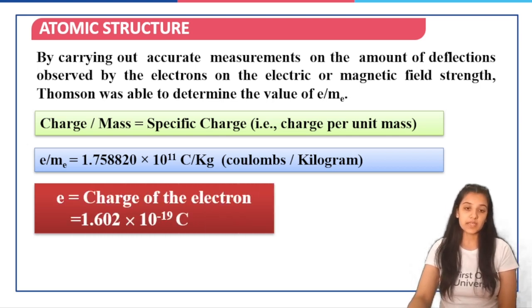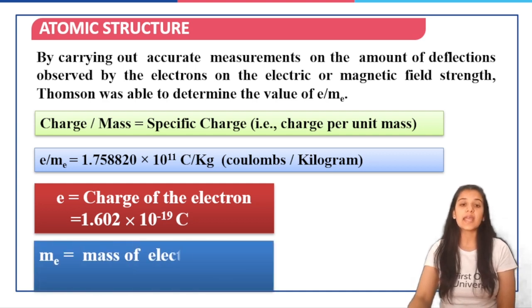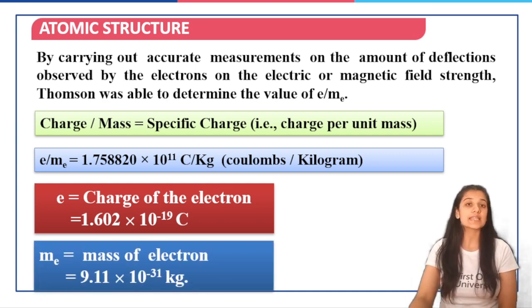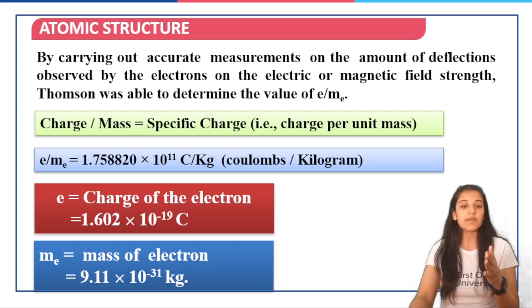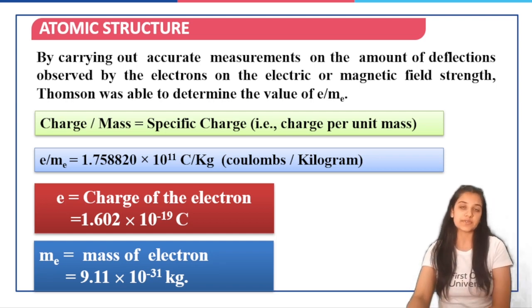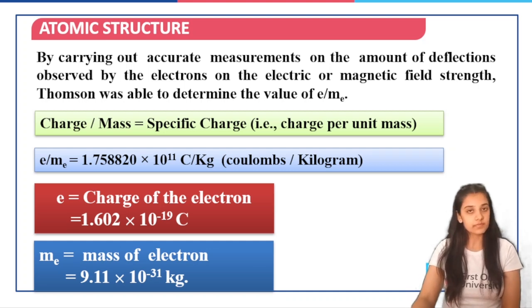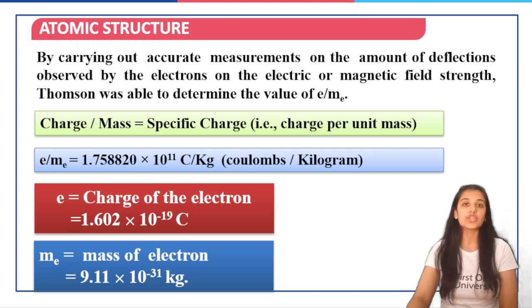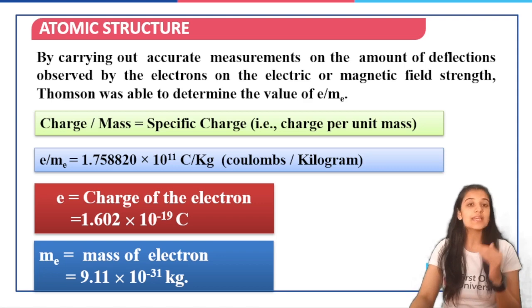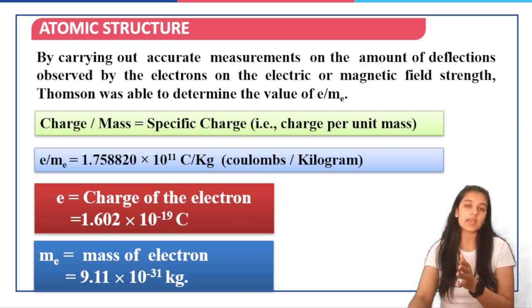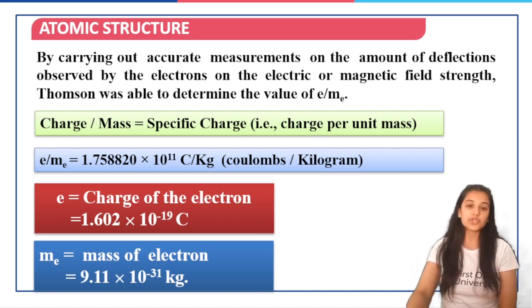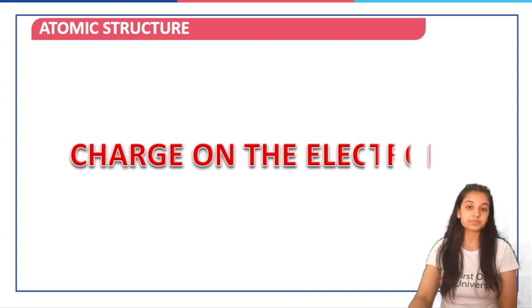e is the charge of the electron, which is 1.602 into 10 raised to power minus 19 coulombs, and me, which is the mass of the electron, is 9.11 into 10 raised to power minus 31 kg. You put the values of e by m and calculate if the answer is right or not. That's the standard value only. All you need to do is remember all these three values. Just in case you forget the e by m ratio, you should know e and you should know m anyhow, and then you'll be able to produce this answer by yourself.